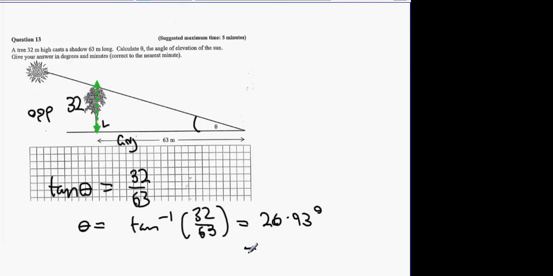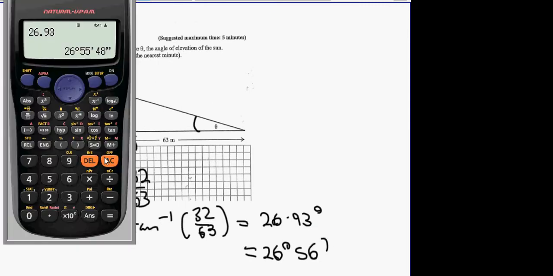26 degrees, 56 minutes. It's rare to be asked a minutes question these days, but they do happen. Please remember that the button that changes it for you is here. This button here, the one I'm clicking on the board right now, changes normal decimals to degrees and minutes: 26 degrees, 55 minutes, 48 seconds. It's exactly like time. 48 seconds is closer to 1 minute than it is to no minutes, so you round it up.